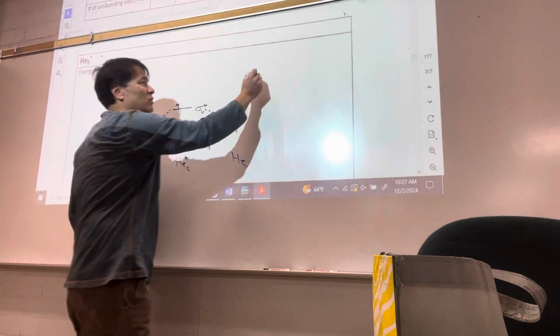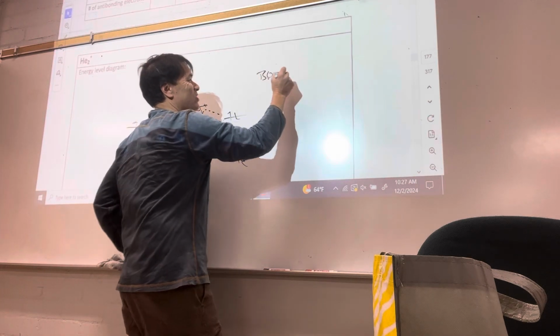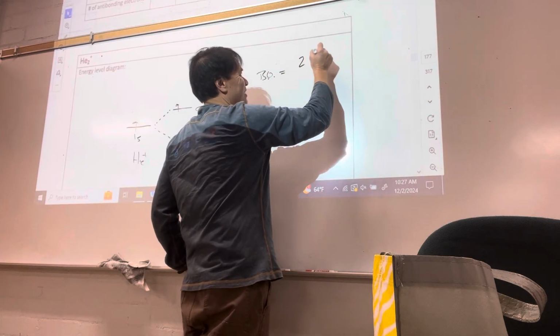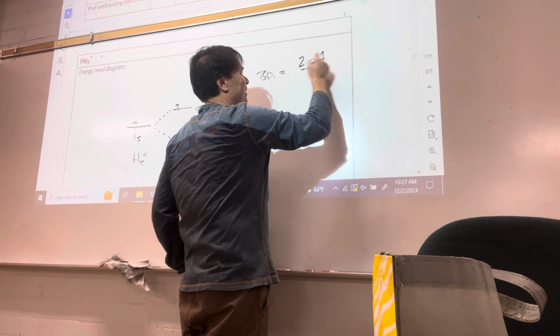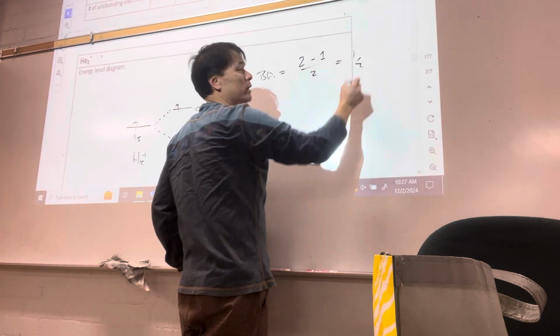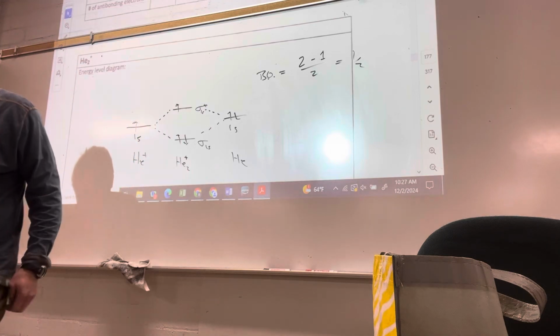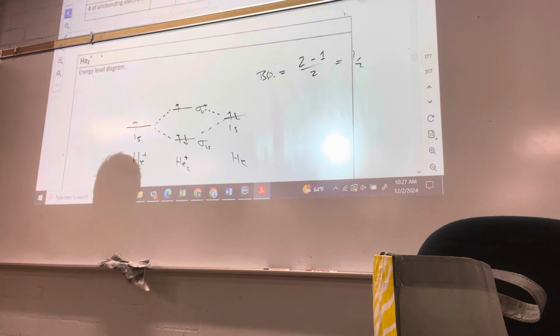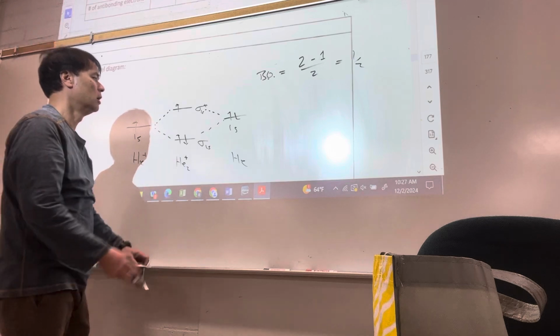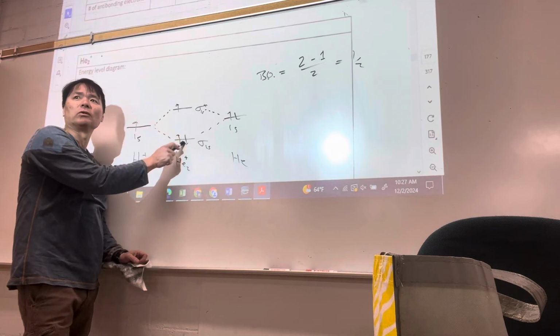Let's calculate the bond order for this. How many bonding electrons? Antibonding? It gives us a bond order of 1/2. So even though the bond order is not 0, this doesn't violate the Pauli exclusion. We are not putting 3 electrons into 1 orbital.